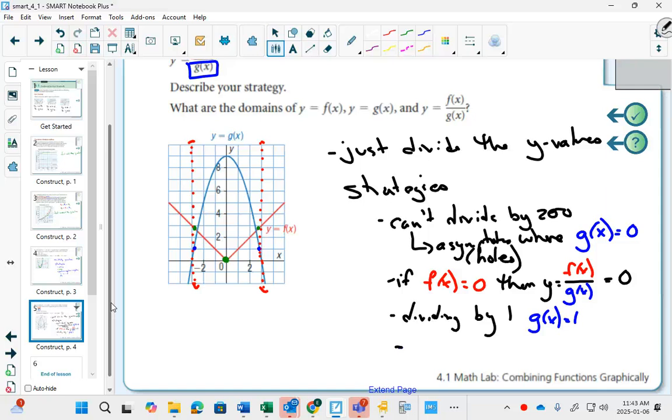Does it make sense that if the red graph and the blue graph are the same, and they intersect, I'm going to put it in purple, they intersect right here and right here. If they're the same and you divide them, what are you going to get every single time? You're going to get 1. So that's another strategy. If f of x and g of x are the same, you're going to get 1.